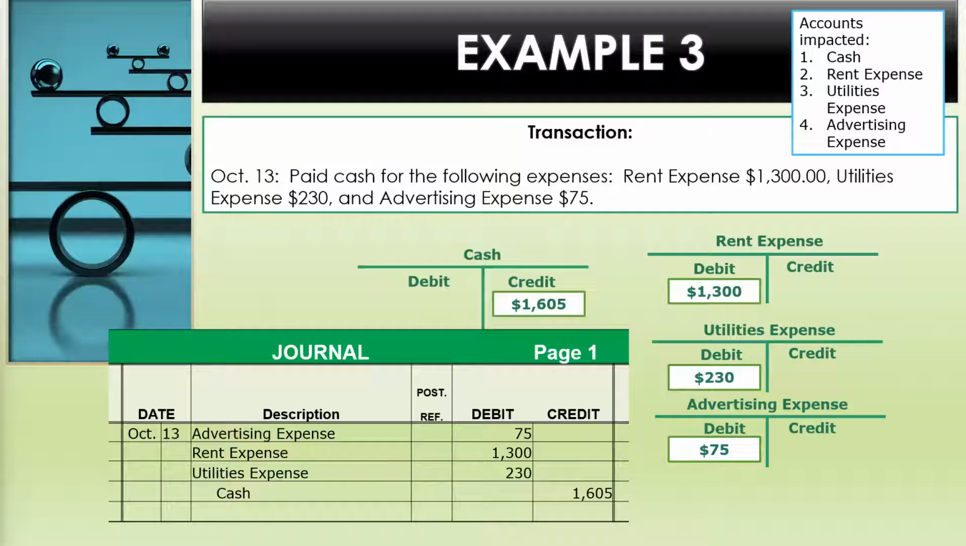For advertising expense in the debit column, we have $75. For rent expense in the debit column, we have $1,300. And for utilities expense in the debit column, we have $230. On the next row, we make our credit entry, which is to cash, in the amount of $1,605. Our total debits equal our total credits.